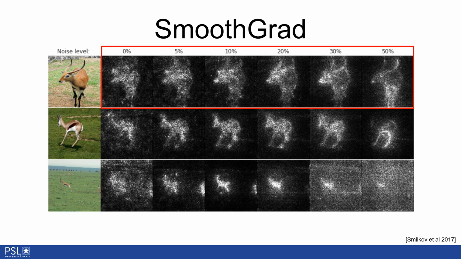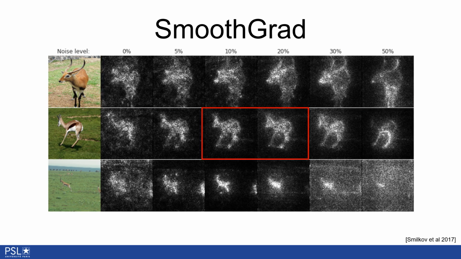In the top row, SmoothGrad seems to produce better and better results as the noise level is increased. In the middle row, this is not so clear. Intermediate levels of noise seem to be better than weak or strong noise. Finally, in the bottom row, the largest levels of noise clearly lead to worse saliency maps. Altogether, this clearly brings up the question of how to determine the optimal noise level for SmoothGrad.